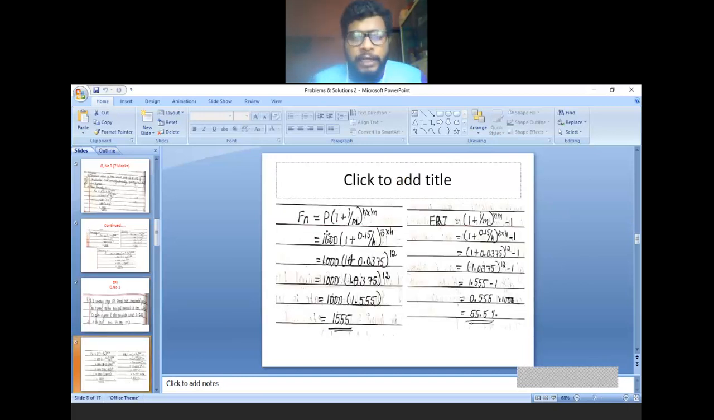Answer. First I will calculate the future value because it is a multiple period of compounding. Why? Because quarterly information is given. So Fn is equal to P into (1 plus I divided by M) to the power N into M. 15% quarterly calculation, therefore it is 4,555.